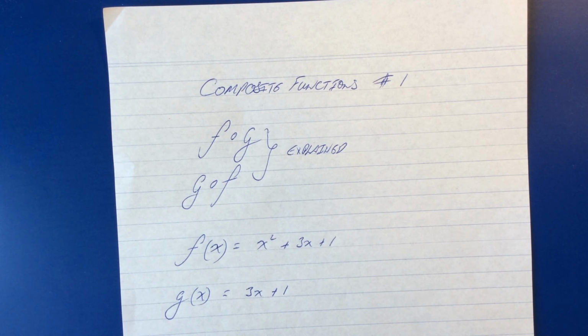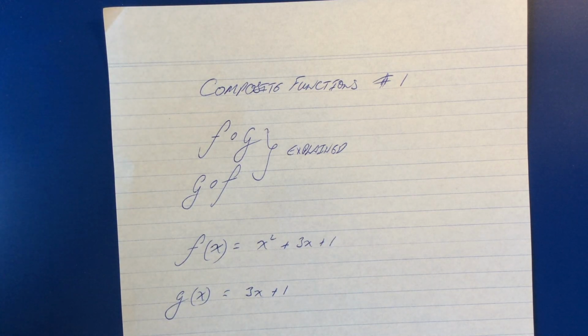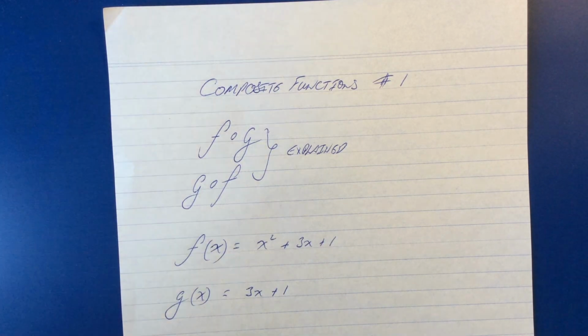Well, the first thing you need to be aware of is what the composite function looks like and what a composite function is, I guess. Then you need to be able to figure out whether a composite function actually exists. And that's going to be the basis of the second video in this series.